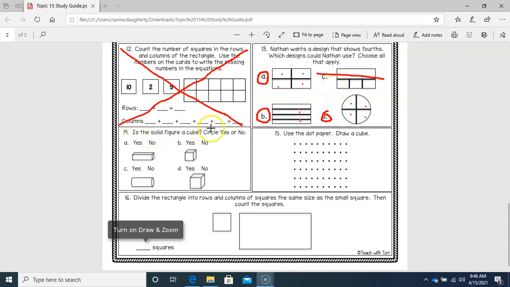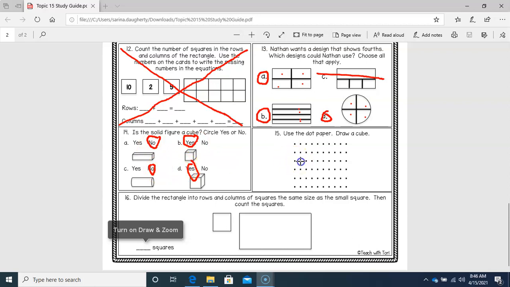All right, number 14. Is the solid figure a cube? Circle yes or no. This one is not equal sides. They have to be equal sides. This is a no. B looks like a cube, all equal sides. That is a yes. B is yes. C is not even close. That's a no. That's a cylinder. And D looks like a cube, equal sides. It is yes. So you have no, yes, no, yes.